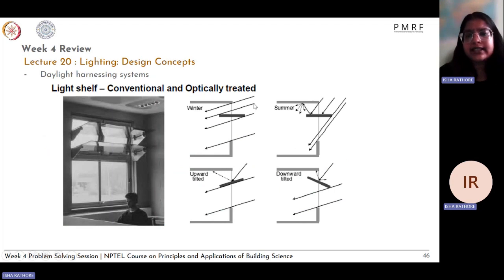What it does is basically you have a shading, and in the winters, because the sun angle is low, the direct and diffuse winter sunlight can come in directly. But in summers, when the angle of the sun is much higher, the direct component of the light hits this light shelf, and it gets reflected from the ceilings and then goes into the inside spaces. Then you can have different tilted and untilted versions of it. So this is the conventional and optically treated daylighting system with shading example.